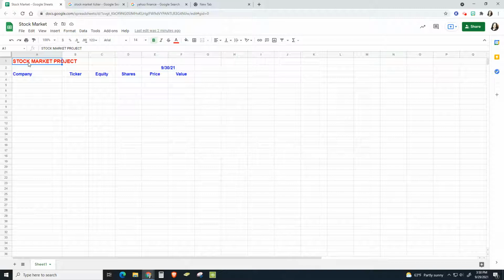Make sure to write the word stock market in cell A1, company in cell A3, B3 is ticker, equity, shares, price, value. And then I merge and centered the date that we're doing this. The way I merge and center, just in case you don't remember, let me unmerge, is type the date in cell E2, and then I'm going to select E2 to F2, and this is the merge button. So I just go ahead and merge it. What it does is it puts both of these cells and merges it into one. Now, the reason why it's in the center is my alignment was already centered. So you may end up having it look like this, so you'll need to use your alignment button to get into the center.